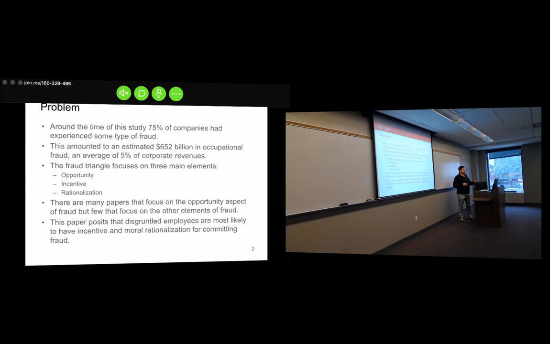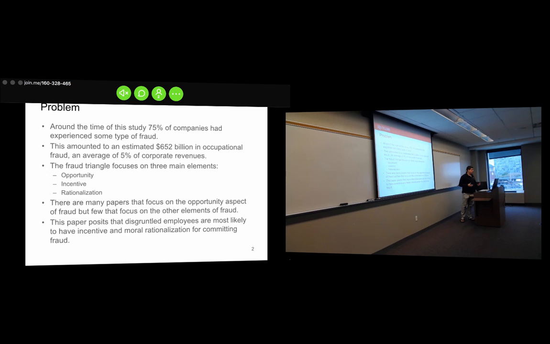Within the scope of auditing, the only area that really focuses on rationalization is this idea of tone at the top. And the idea here is that if you have strong corporate leadership, and they define a corporate code of ethics very clearly to all their employees, there's a less likelihood that employees will be able to rationalize the idea of fraud with their own moral code. But there's not a lot of emphasis put on these two areas. So the paper kind of focuses on these, and that's the idea behind what they're trying to do here.